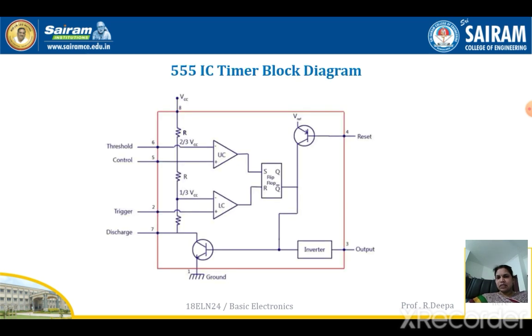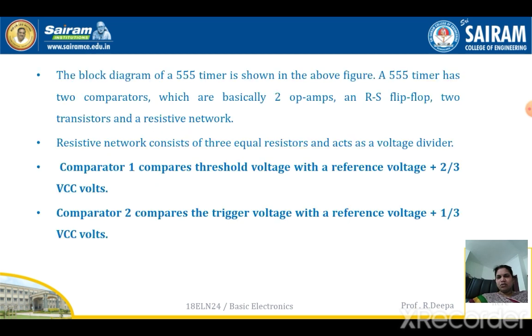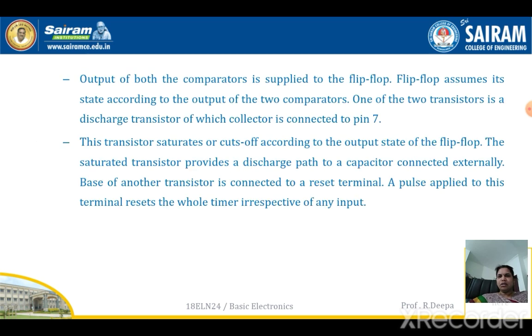As all three resistors are connected in series directly to the VCC supply, each comparator is provided with a reference voltage. For the upper comparator it is 2 by 3 times VCC, and for the lower comparator the value is 1 by 3 VCC. The upper comparator is compared with the threshold voltage, and the lower comparator is compared with the trigger voltage. The outputs of both comparators are supplied to the flip-flop. The flip-flop assumes its state according to the outputs of the two comparators.